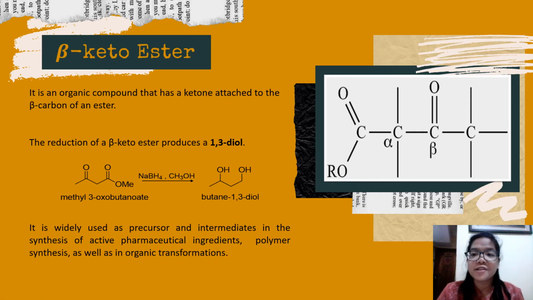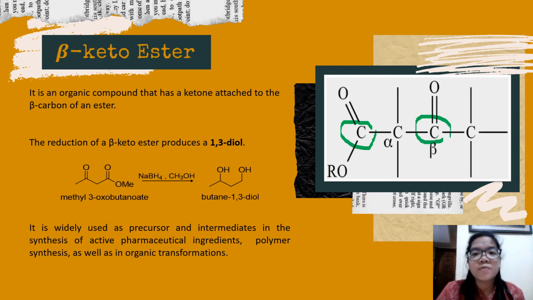Beta-keto ester is an organic compound that has a ketone attached to the beta carbon of an ester. Its structure contains two nucleophilic carbons, the carbonyl carbon here in ester and the carbonyl carbon here in ketone, which can react selectively under suitable conditions.